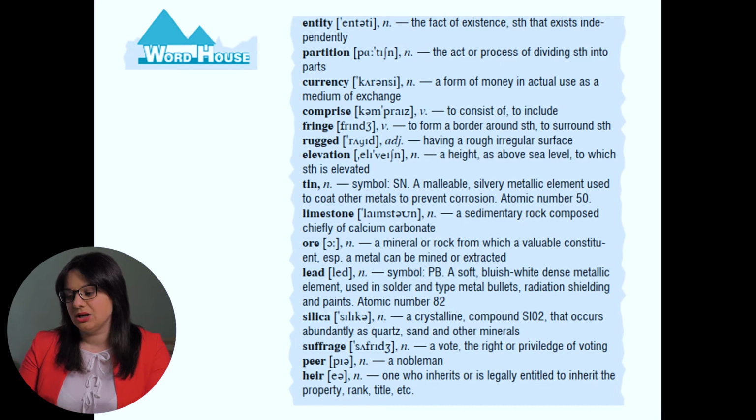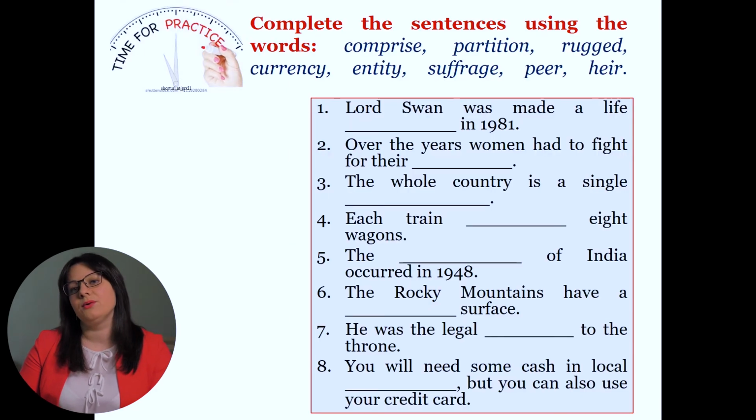Suffrage, a vote, the right or privilege of voting. Peer, a nobleman. Heir, one who inherits or is legally entitled to inherit the property. Rank, title. Now, how about some practice? We are going to practice some of the new words that you will use more often in your daily English.